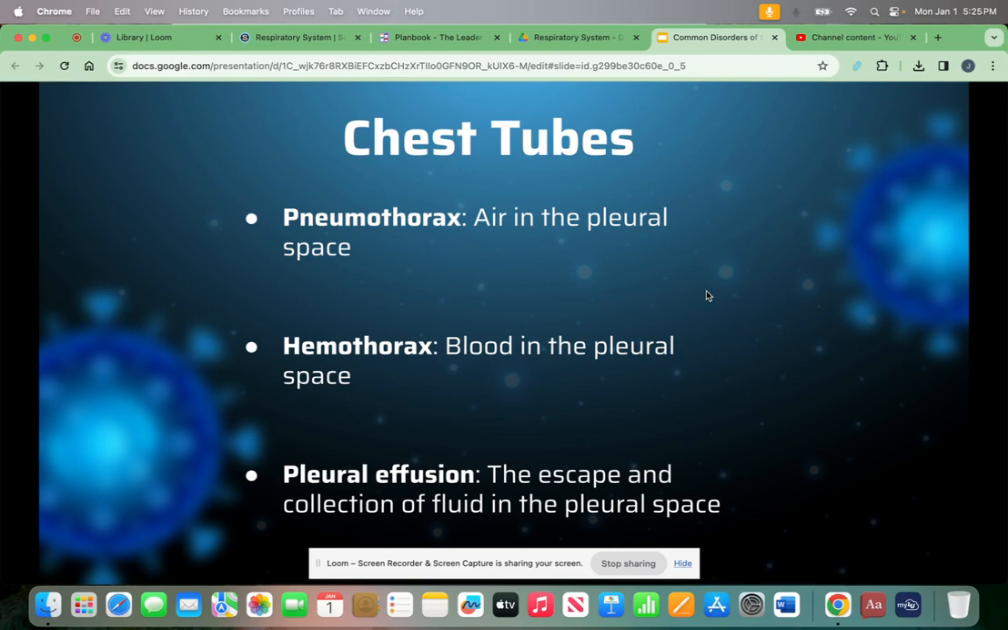Pneumothorax is air in the pleural space. Hemothorax is blood in the pleural space. A pleural effusion is the escape and collection of fluid in the pleural space.